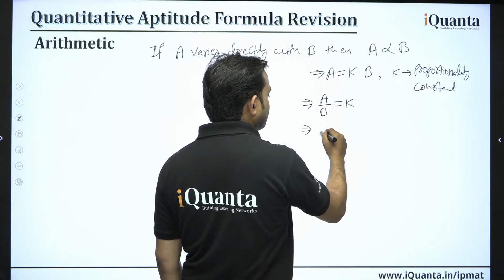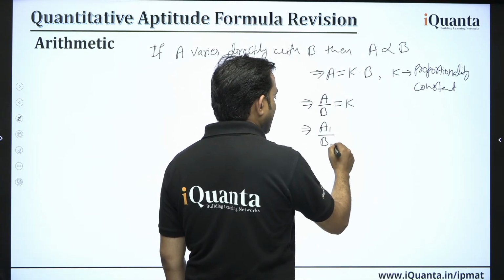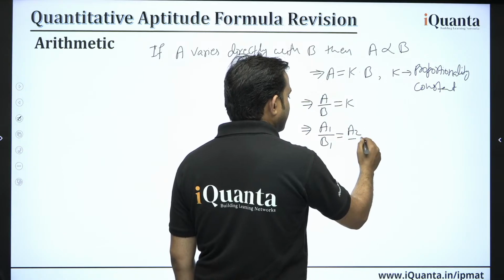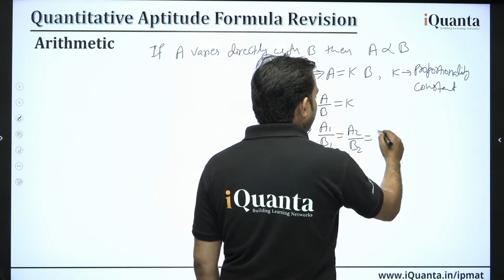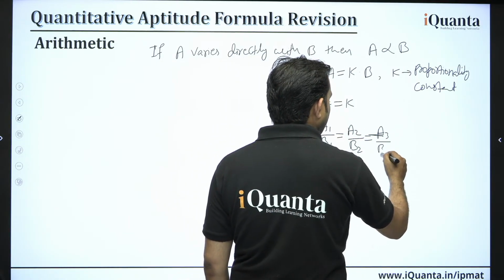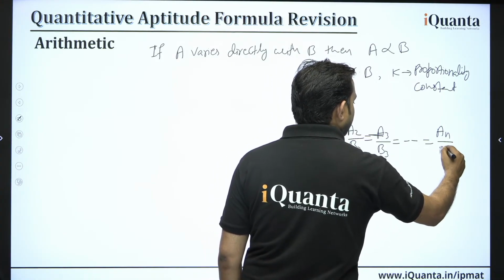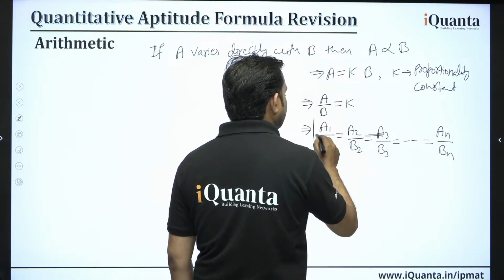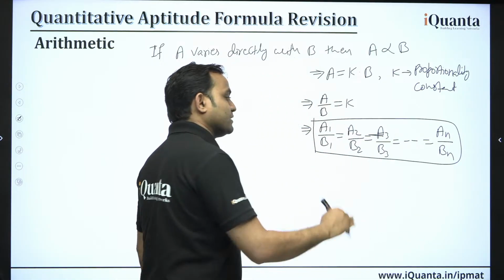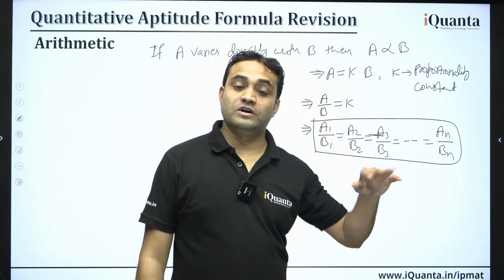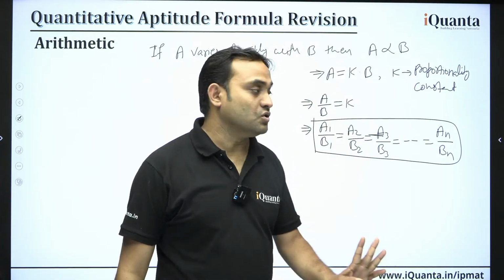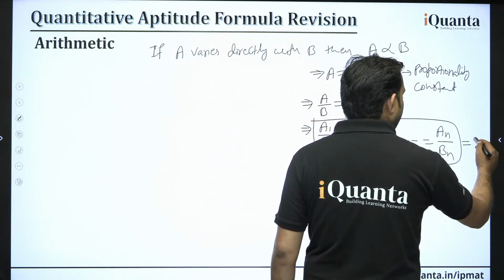Or we can also say that A1 by B1 will be equal to A2 by B2 will be equal to A3 upon B3, so on to AN upon BN. Means the corresponding ratio of A and B will always be the same, and this is also equal to K. All of these are equal to K.